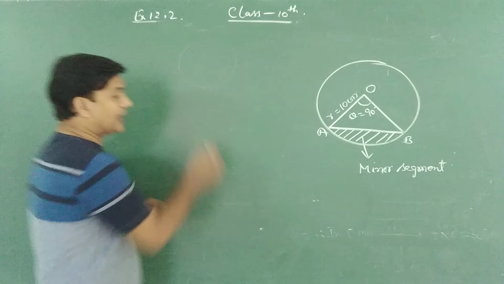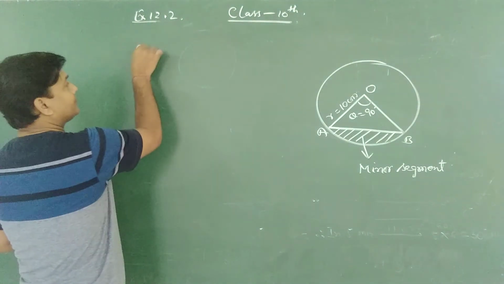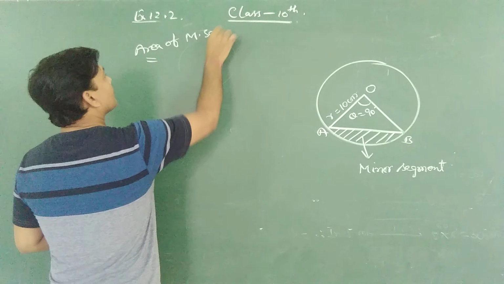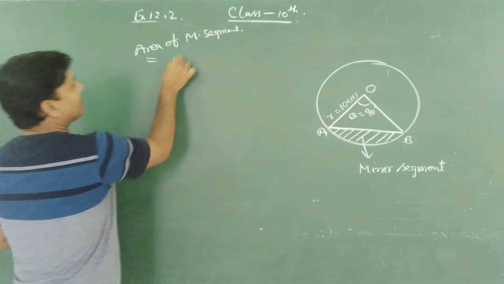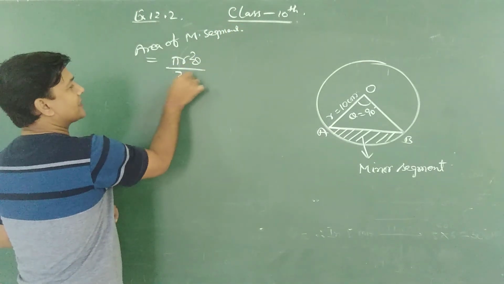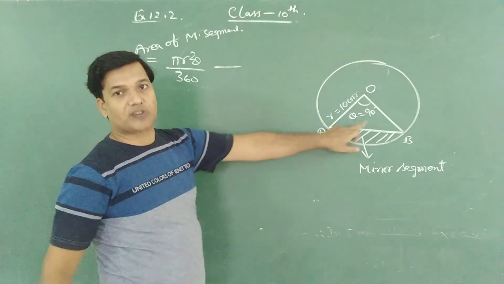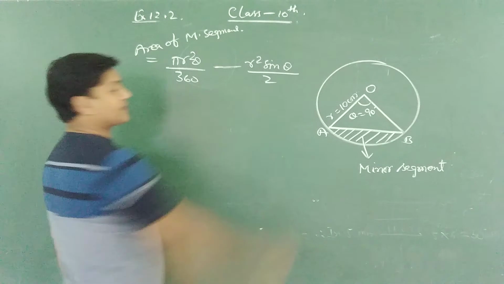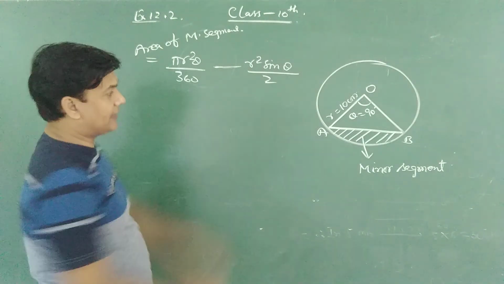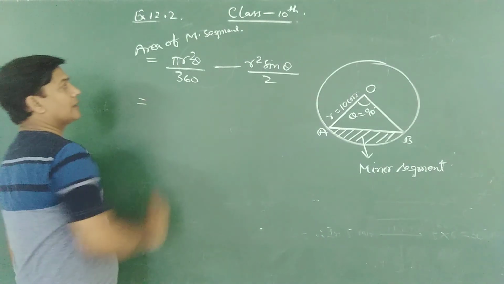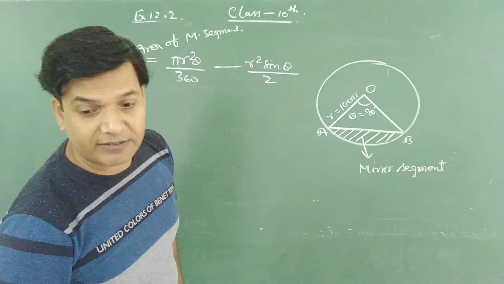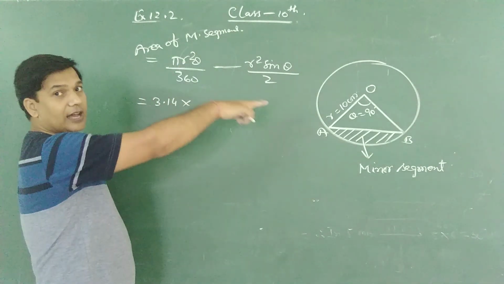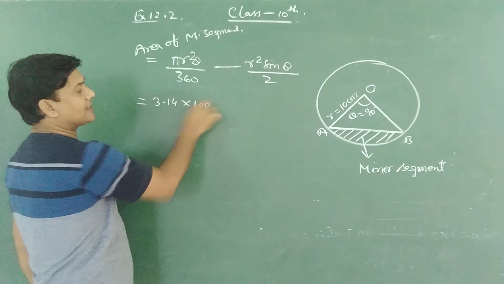And the area of minor segment is given by pi r square theta upon 360 minus area of this triangle, which is given by r square sin theta upon 2. Now substitute all these values which is given here. Pi is 3.14 is given there? Yes, we have pi is 3.14. The radius r is 10. The square of that is 100.